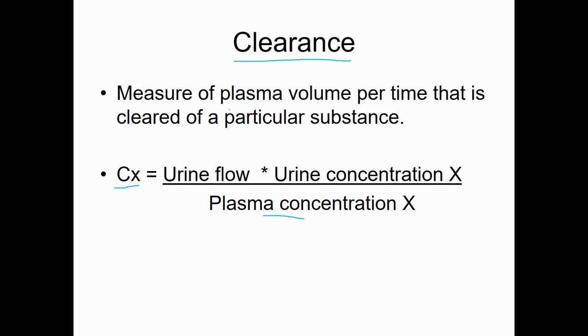Notice clearance is expressed in terms of plasma volume per time that is cleared of a particular substance. In other words, it's the mils per minute of plasma that no longer has X in it. So you clean your blood as you increase clearance. This is different than excretion, which is defined as how much stuff is going out in the urine. If you're clearing more things, you're excreting more. But clearance is expressed in terms of plasma. Excretion is expressed in terms of urine. It's important to distinguish that.